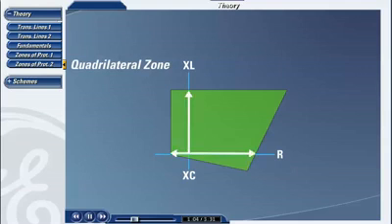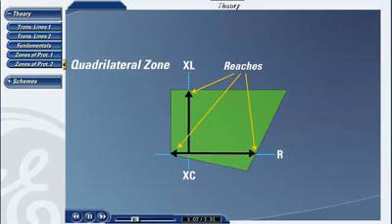Another custom zone is known as a quadrilateral zone of protection. This type of zone allows you to set the reactance and resistive upper and lower boundaries to create your own custom shape to match the needs of your power system. In this type of zone, there are essentially two reaches, one in the inductive direction and one in the resistive direction.